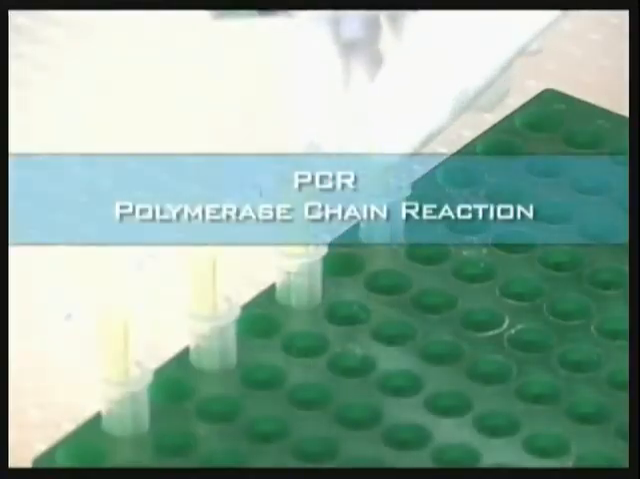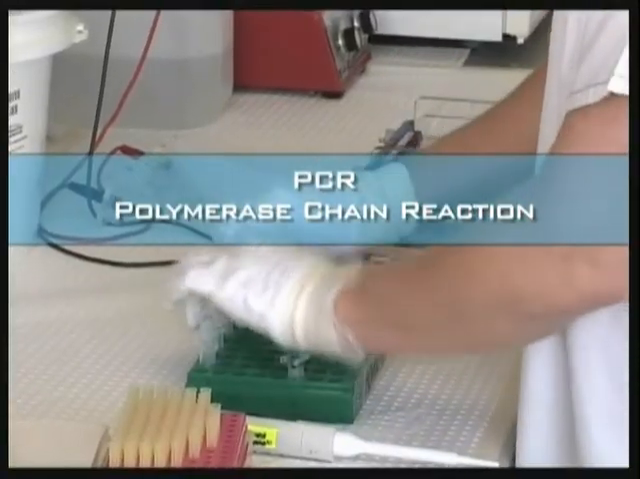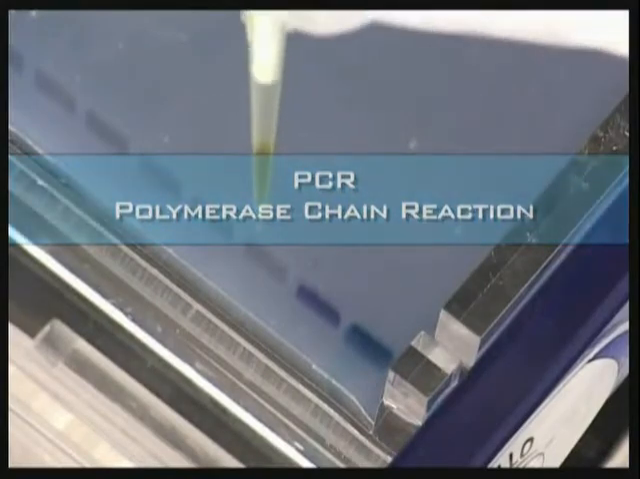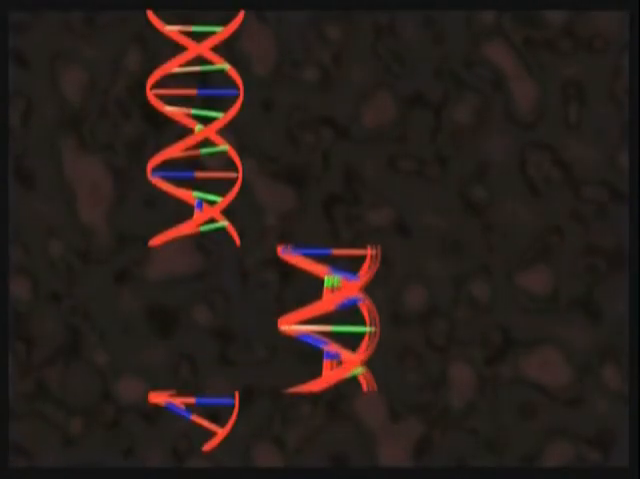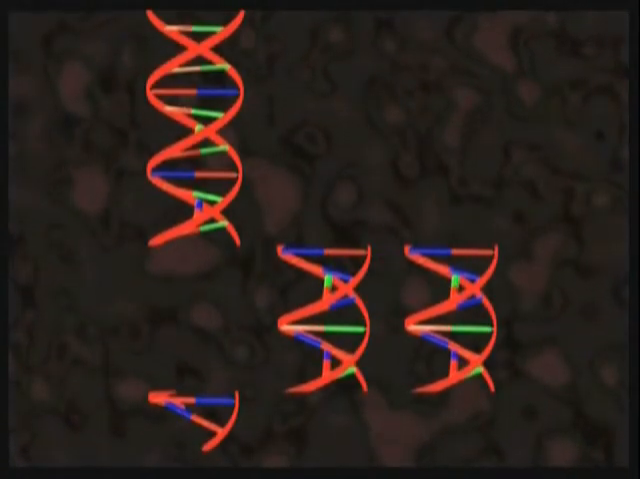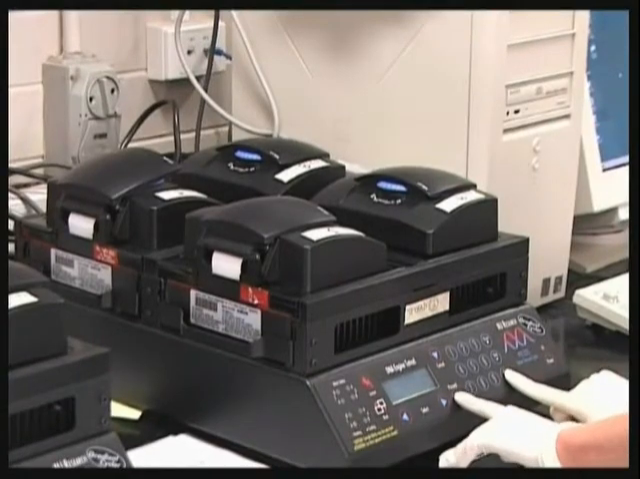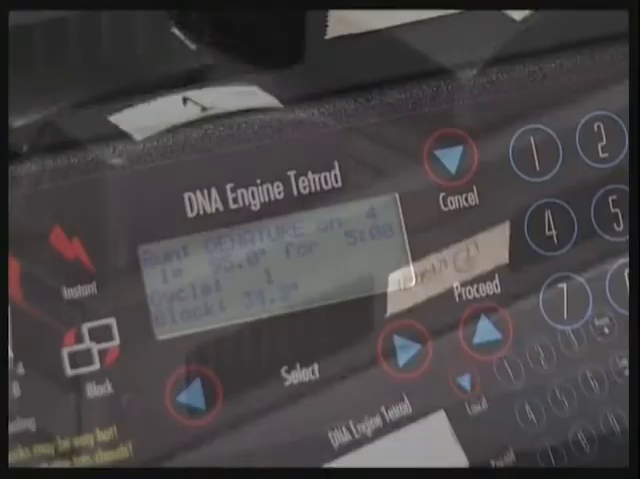Scientists use a technique called polymerase chain reaction, PCR, to copy and study genes. Let's take the DNA from our organism and copy it. PCR allows scientists to make many copies of the gene so they have enough to work with.